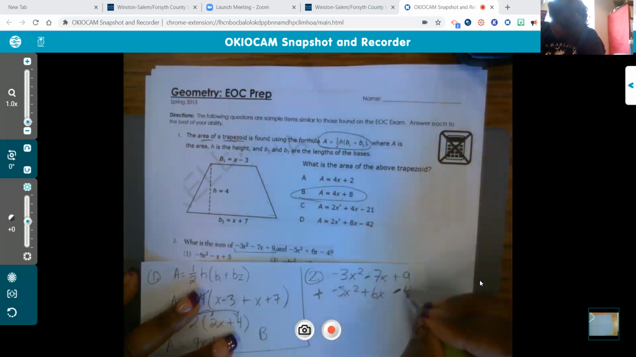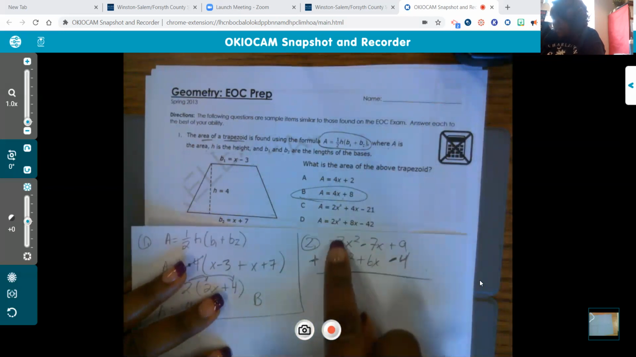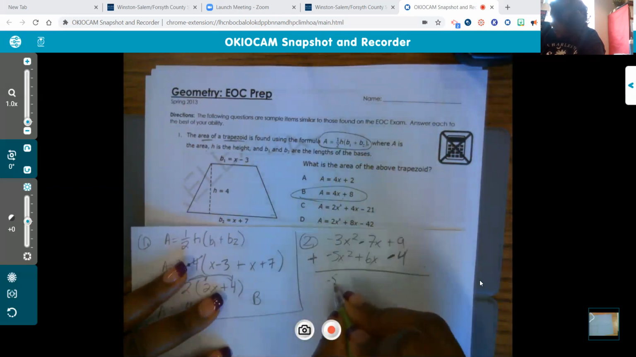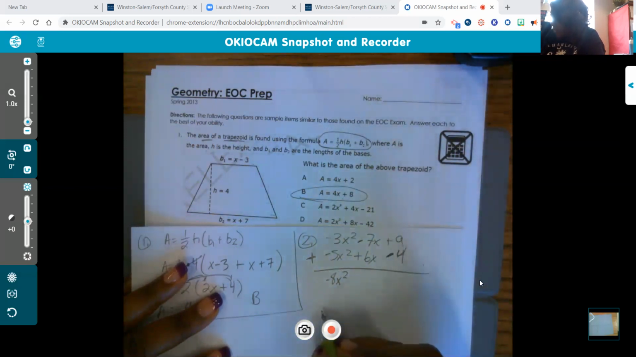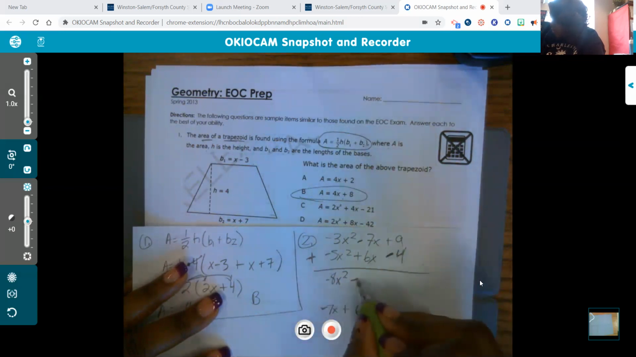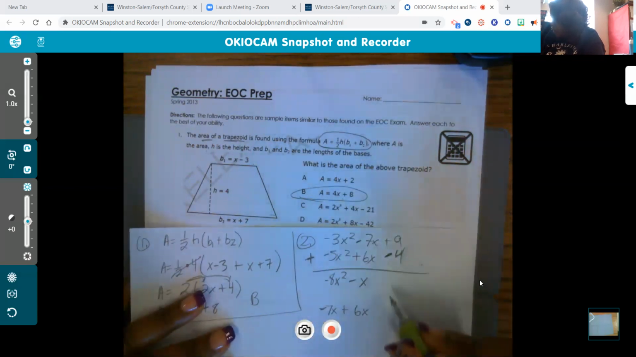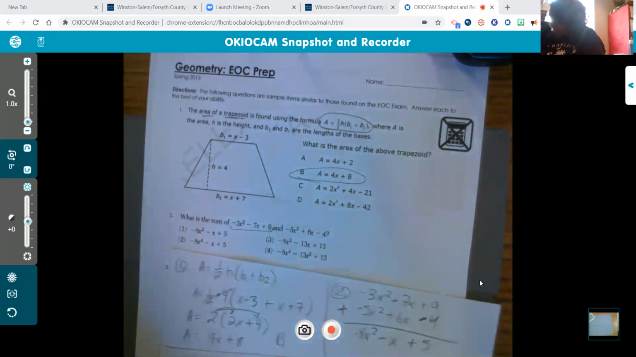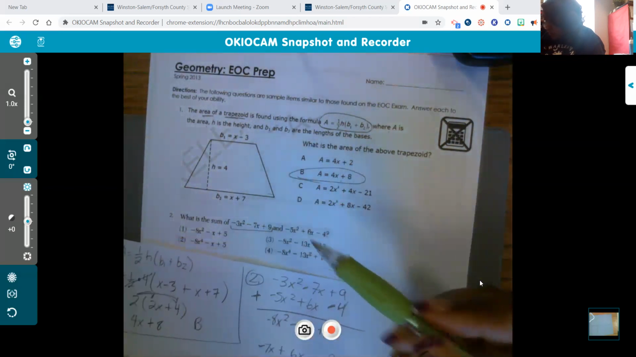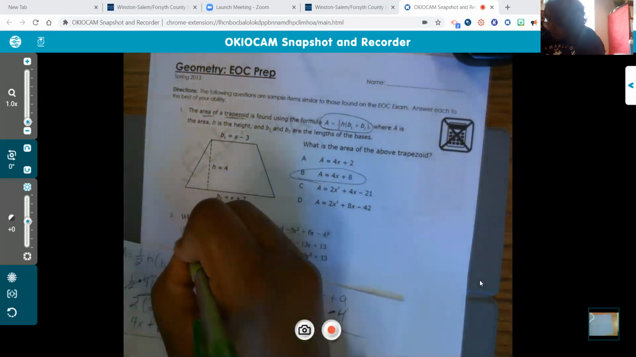Okay, so we're adding these together. When we add this together here, this gives us -8x to the second. If it helps you to write it side by side, that's fine. That's -7x plus 6x, which gives me -x or -1x. Then side by side, this is 9 plus a -4, which gives me +5. So that answer is going to be, let's see here, the first one, with the -8.